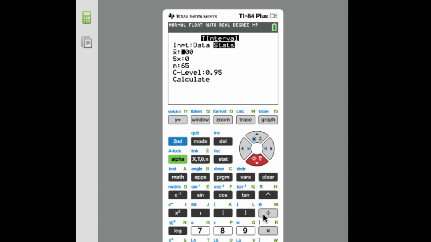What's the sample mean? 6.8. You see this Sx? That's the sample standard deviation, ladies and gentlemen. What's the sample standard deviation? 0.9. What's the sample size? It's small. 25. Sometimes you have no choice but to take a small sample. What's the confidence level? 99. What do you guys think?